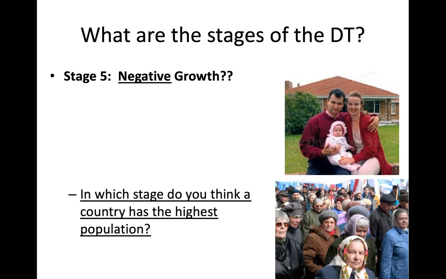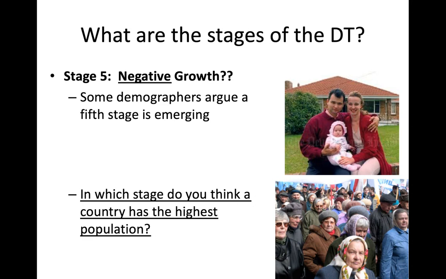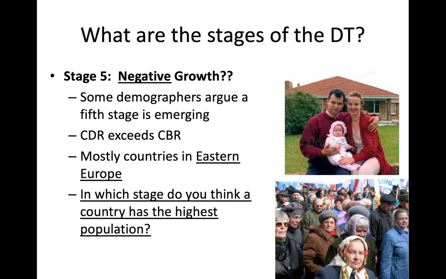Some geographers argue that there is a 5th stage of the demographic transition model, and this stage would be a period of negative growth, or where your population is shrinking. So some demographers argue that this fifth stage is emerging. In this fifth stage, your crude death rate exceeds your crude birth rate. Most countries in Eastern Europe are actually in stage 5, where they are seeing a negative population growth. This is because people are either choosing not to have children or they're living in a one-child family.